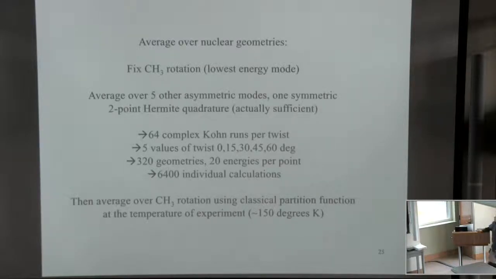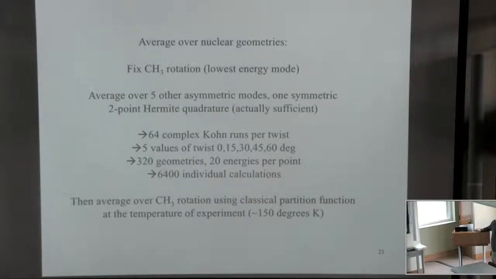So basically, to do that, we just average over nuclear geometries. So it's a semi-classical treatment of nuclear motion. Specifically, we have the lowest energy mode here, which is a CH3 rotation. Operationally speaking, I fix that rotation angle, and then I average over 6 additional modes of the system. When I do that, I just use two-point Hermite quadrature.